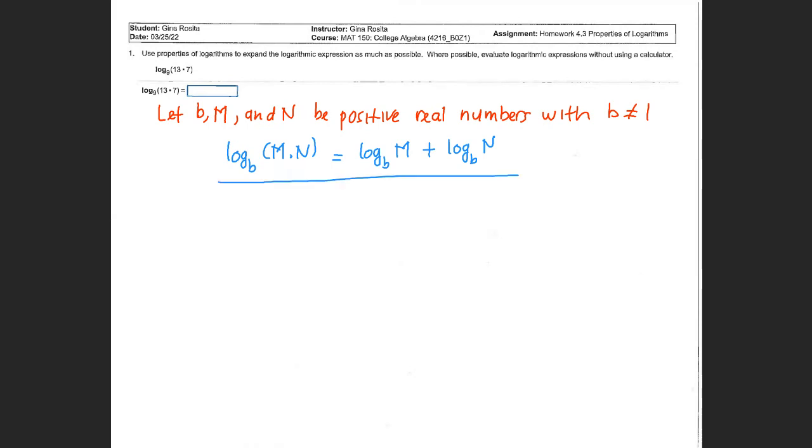Now the problem is logarithm of 13 times 7 with base 9. So you can write down over here. The answer is logarithm of 13 with base 9 plus logarithm of 7 with base 9. Okay, so this is just the answer. It's not hard.